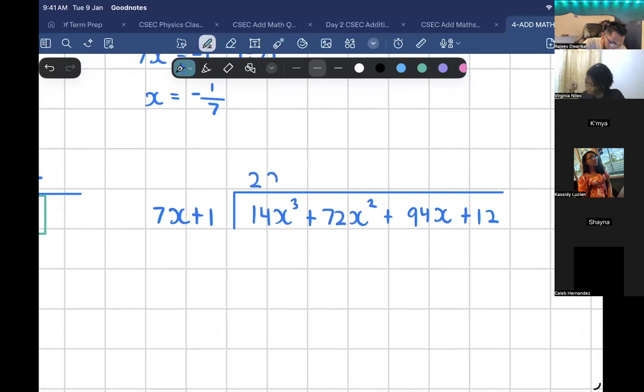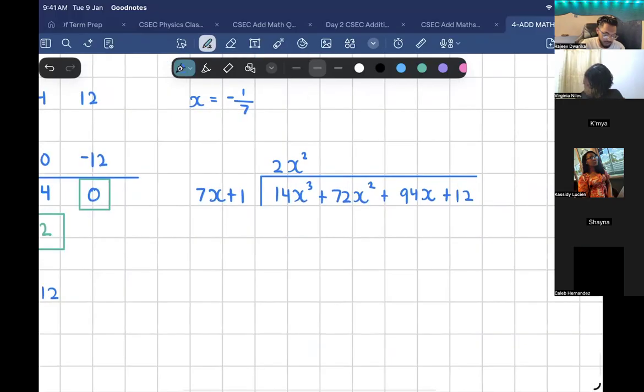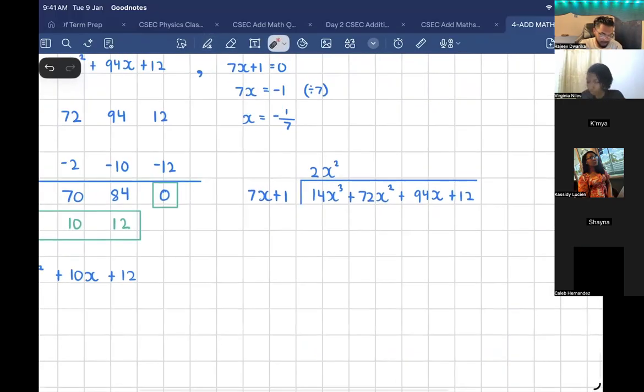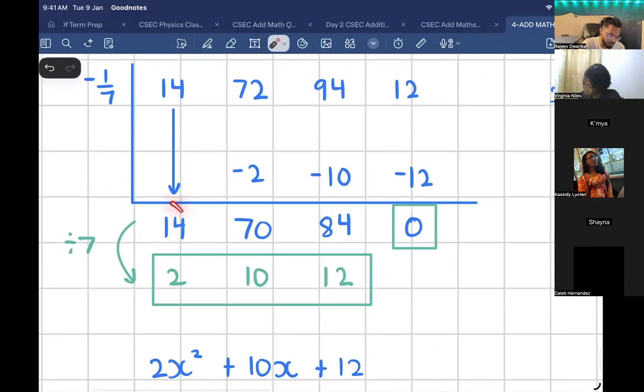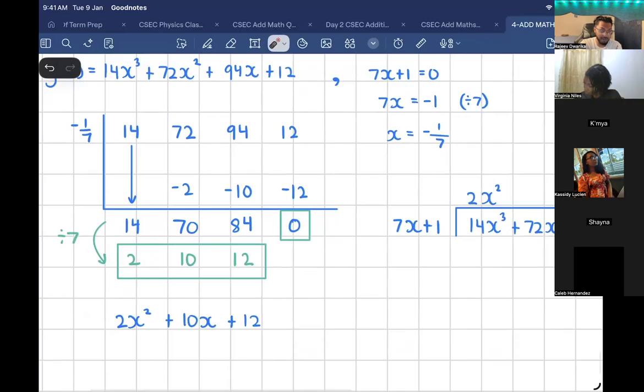2x squared. Now I want you all to realize something. I want you all to make a connection between this and synthetic division. Shina, aren't I just dividing 14 by 7 and I get 2? Yes, sir. I want to draw your attention to something. Isn't that what we did over here? Yes, sir. Stay with me. I want you to connect the dots.